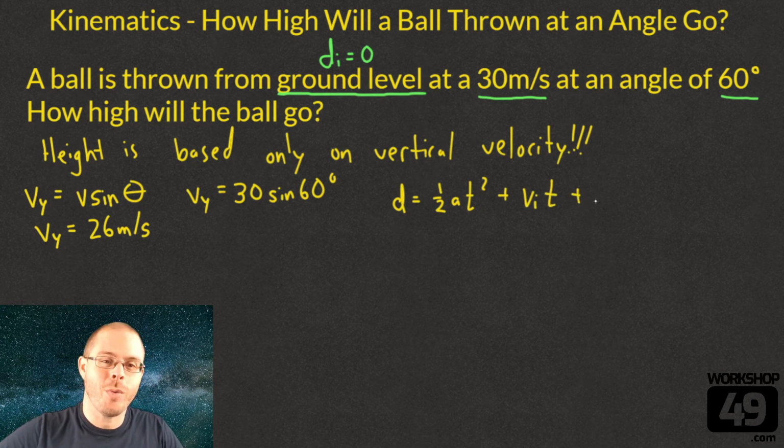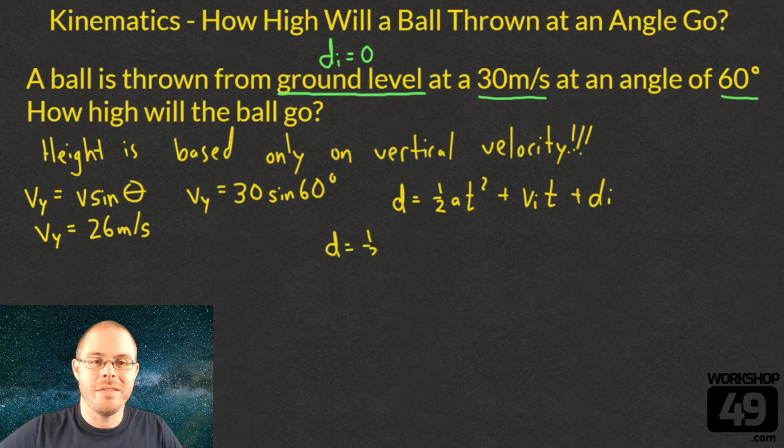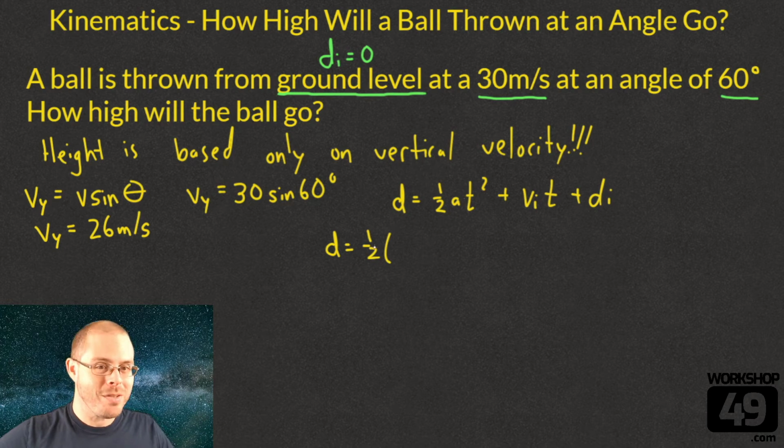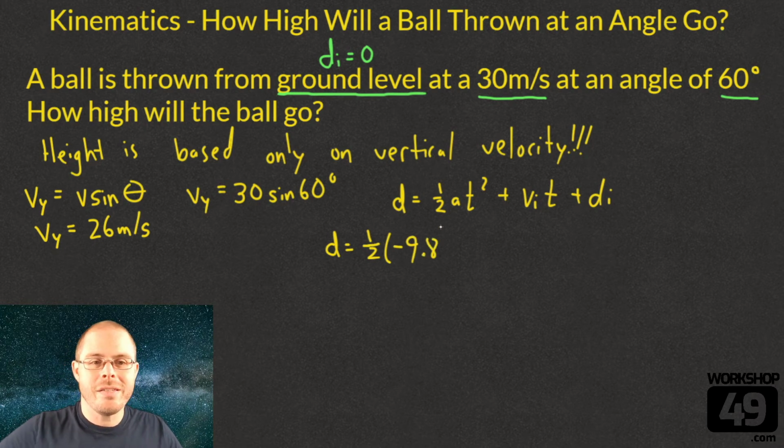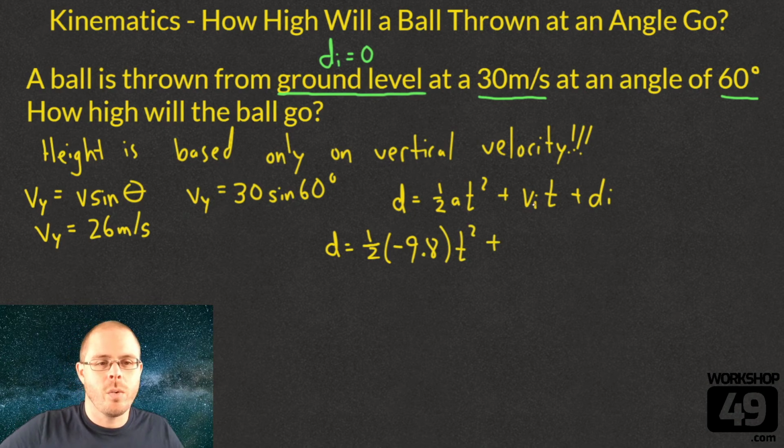We're going to fill in our equation to figure out the height of the ball. d is equal to 1/2 a t squared plus v_i t plus d_i. And we can fill in the parts that we know already because we know what gravity is. Gravity is negative 9.8. We don't know the time, t squared. We know our v_i. Not that 30. We're going to be using the 26.